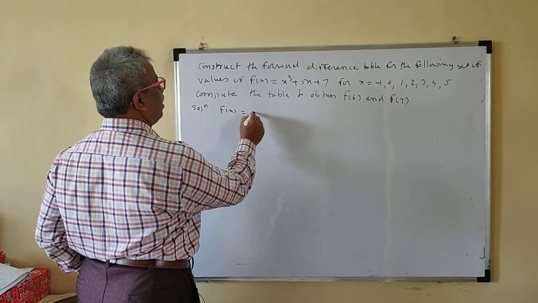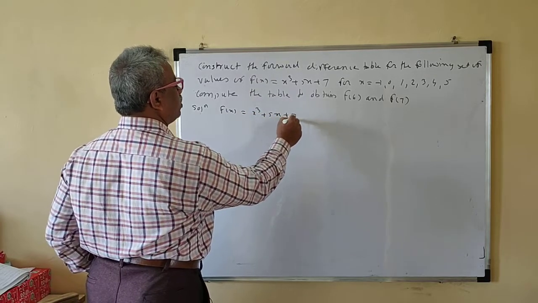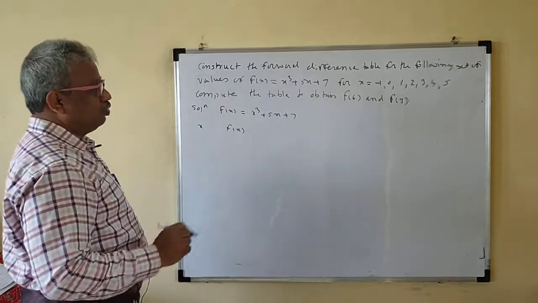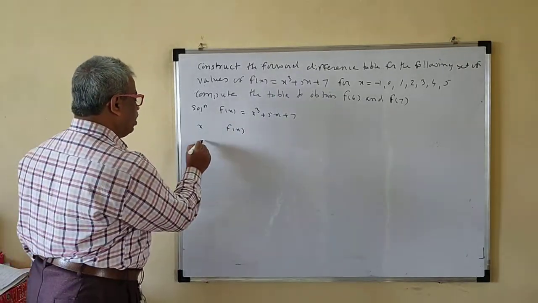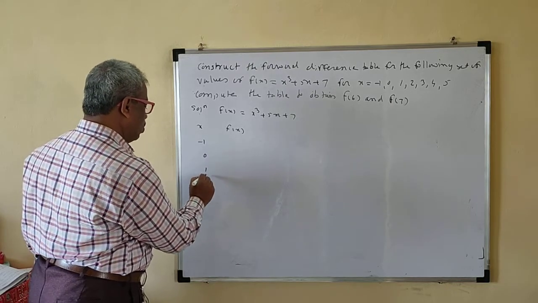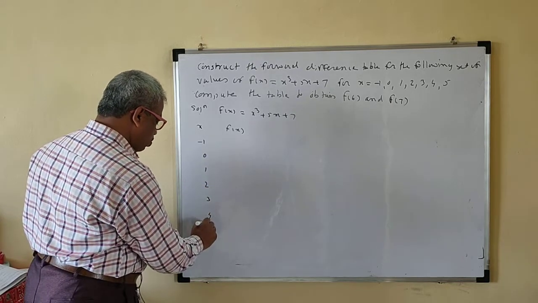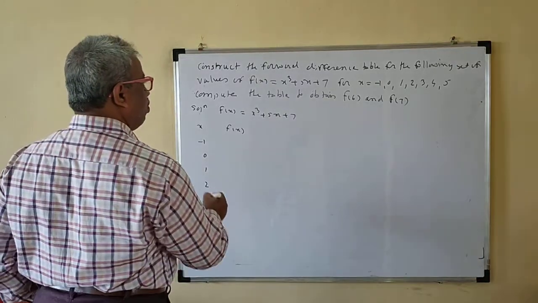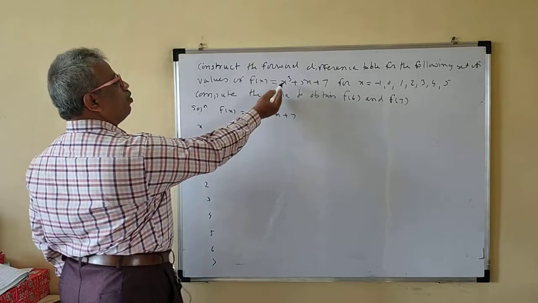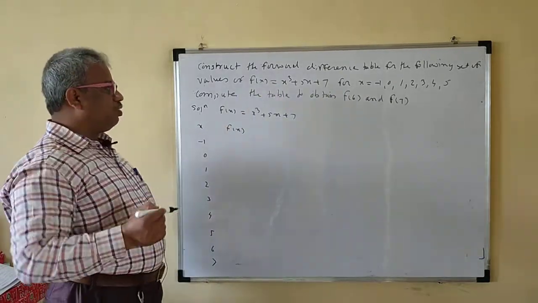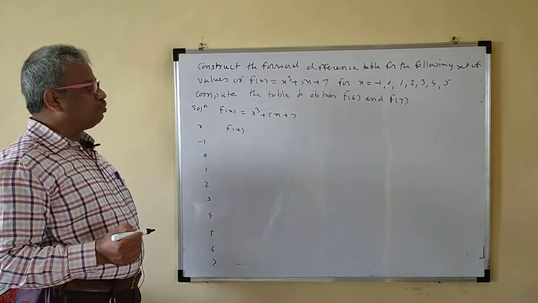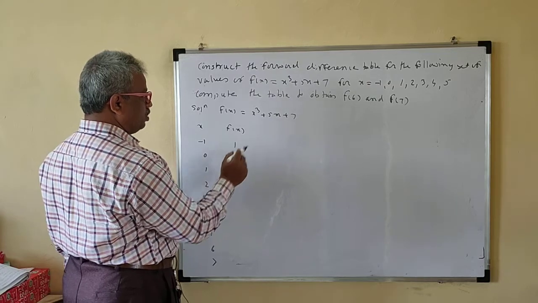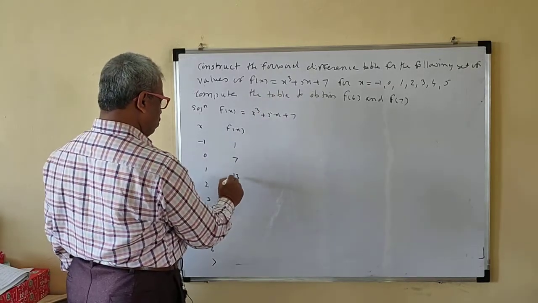Given that f of x is equal to x cube plus 5x plus 7. So what we will write? We will write here x and here f of x. Now we'll put minus 1, 0, 1, 2, 3, 4, 5, and you want 6 and 7 with the help of the table. So we'll write the value of f of minus 1. Put x is equal to minus 1 here. Minus 1 cube is minus 1, minus 5, minus 6, plus 7, so it will be 1. For 0 it is 7. For 1 it is 7, 8, 13, so this will be 13.